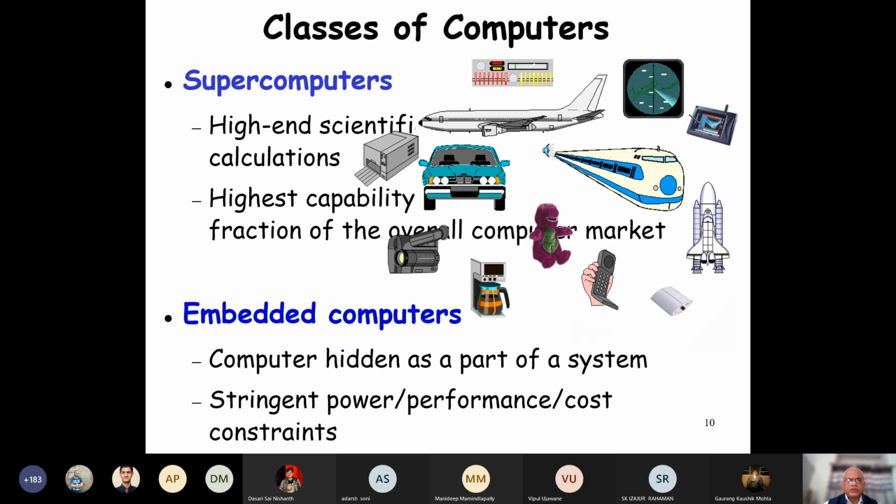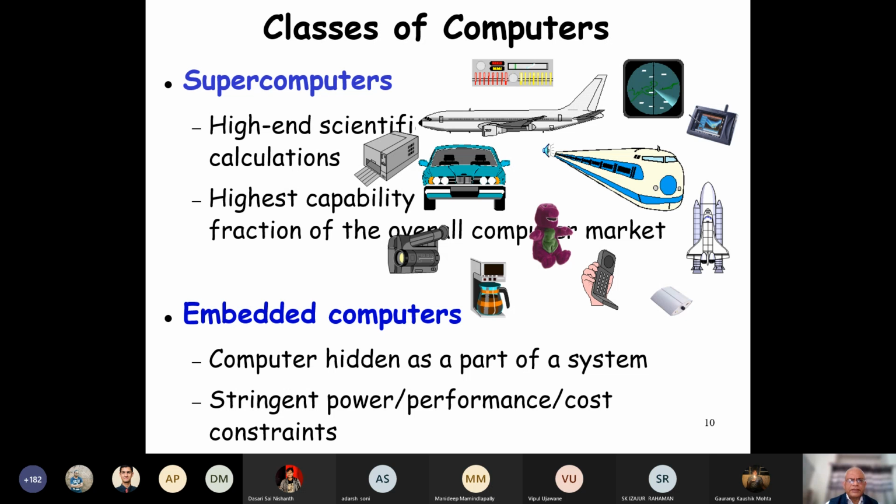But also we have the supercomputers and the embedded computers. The supercomputers do high-end engineering calculations. And these are a small fraction of the overall computer market. Only a few supercomputers are there. On the other hand, embedded computers are largest in number, much larger than the desktops, laptops, supercomputers, servers all together, which only constitute about 10%. The embedded computers are 90% of the computers in use.